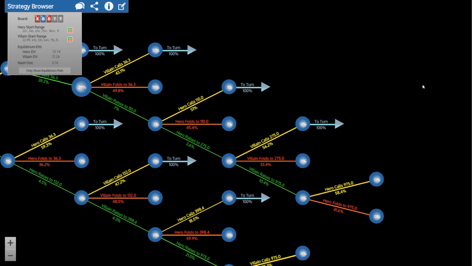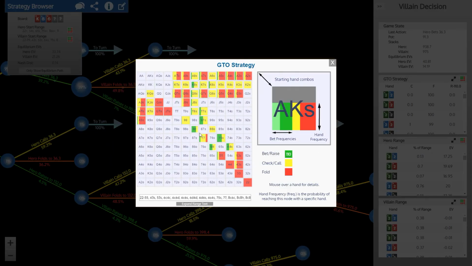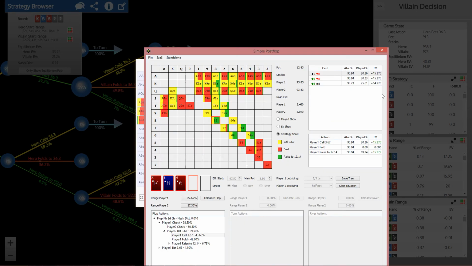And if we go here in GTO Wizard, and again look at pocket eights, we will see 31%. I think that's just rounding. So the frequencies should be very close to an exact match. You might get a percent or two of variation that would be within the EV difference of the Nash distance, even though the aggregate frequencies might not always match.